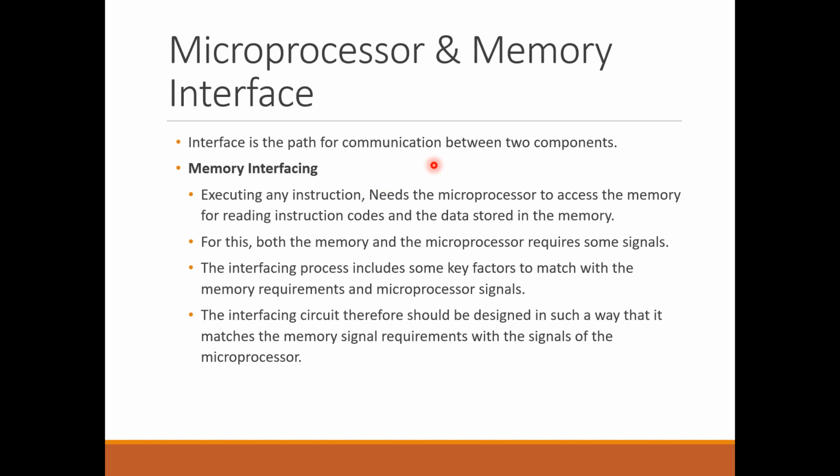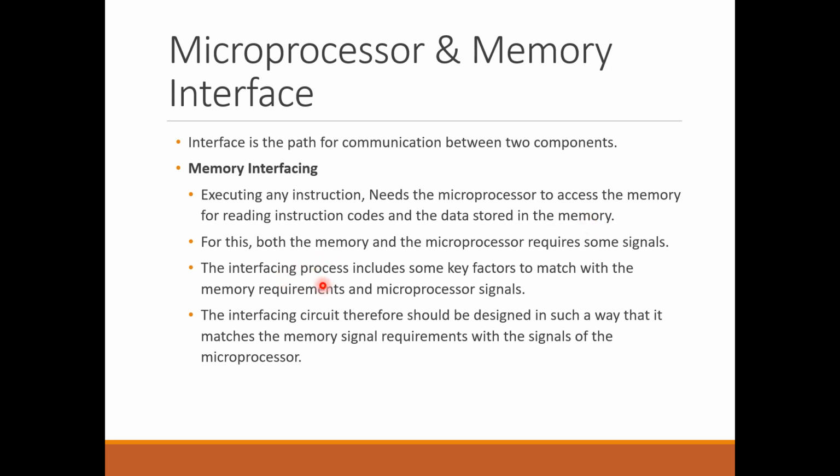So in order to do this, both the microprocessor and the memory must be connected together, and in order to establish this connection, they require some signals. There must be some signals by which the microprocessor tells the memory which operation is to be done, or some signals which go from the memory to the microprocessor, such as sending data or receiving data by the microprocessor from the memory location.